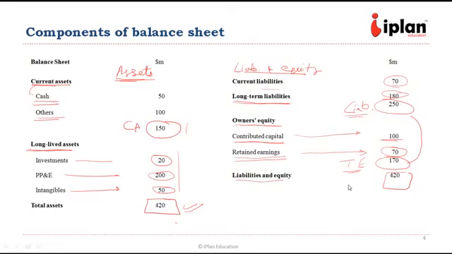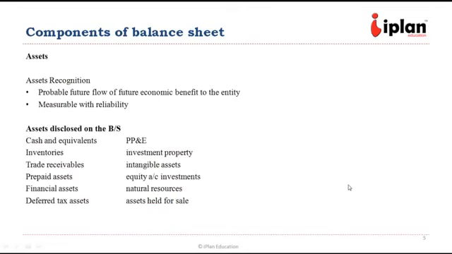Let us move to the next slide. We look at the assets recognition. The assets represent probable future flow of economic benefit to the entity, and it is recognized when it can be measured with reliability.